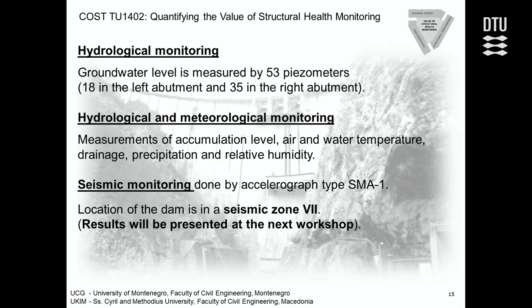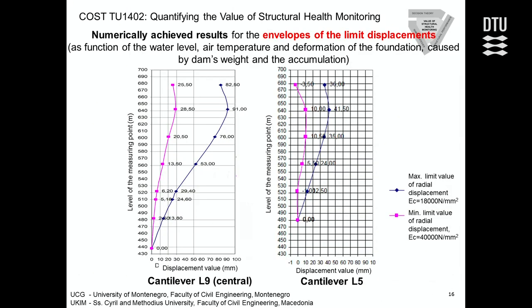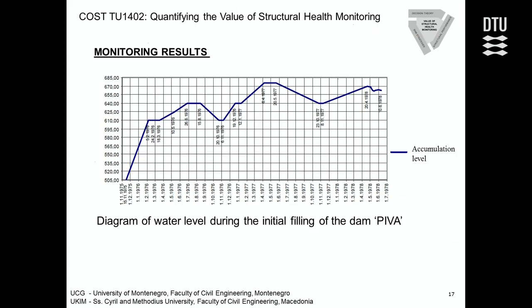And it is interesting to say that the seismic zone of this dam is 7, but it was treated as if it was in a region with seismic action 9. Here we can see on this slide the extreme maximum and minimum values for the displacements that were calculated, and all measured values were expected to be inside the envelope between these two lines. And these two diagrams are for the cantilever L9 in the center of the arch dam, and cantilever L5. Here we have the water level.